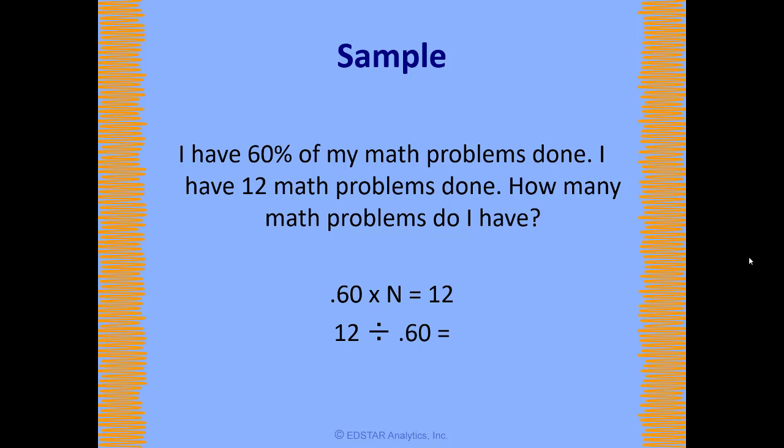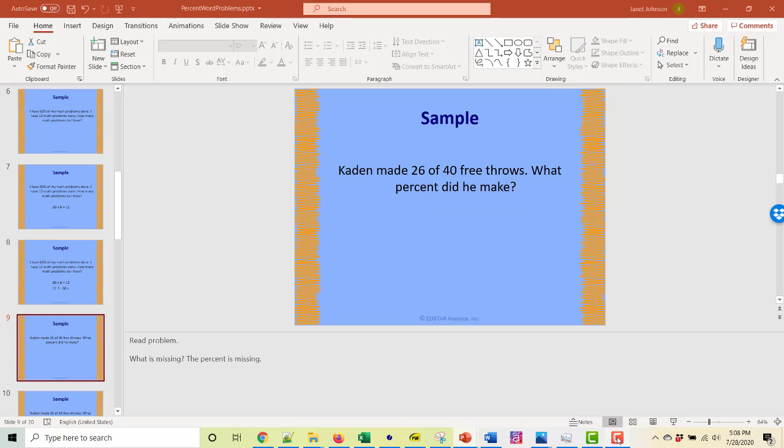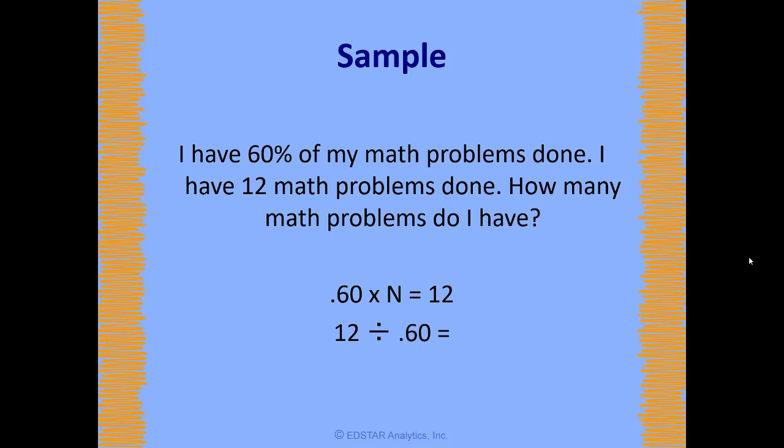And that is, some people just internalize their number sense, that when you divide, you get a smaller number. And their intuition tells them that the number of math problems has got to be bigger than 12, because 12 is 60% of the whole. If you've only done part of them, the whole is always more than the part. And so they get this number sense that they shouldn't divide, because they have a sense that dividing gives you a smaller answer. Well, dividing only gives you a smaller answer when you're just dealing with all whole numbers.